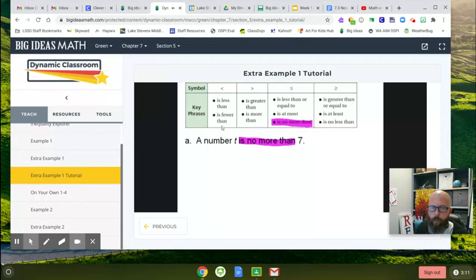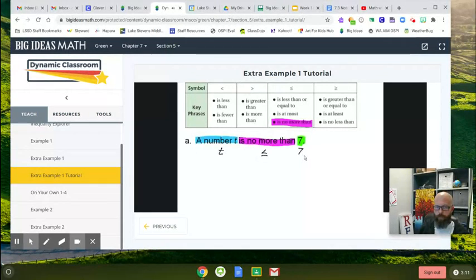Now let's write an inequality. The first expression is T. The phrase is no more than is the inequality symbol less than or equal to. And finally, the second expression is 7. An inequality that represents this word sentence is T is less than or equal to 7.